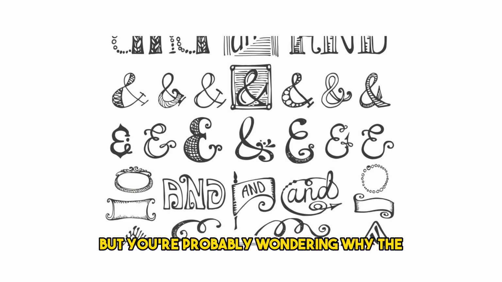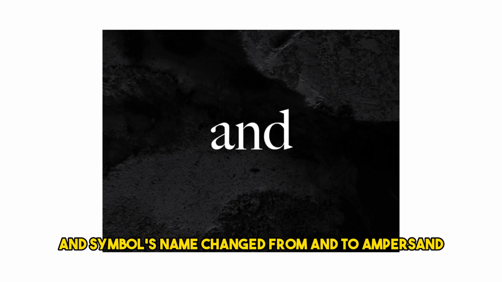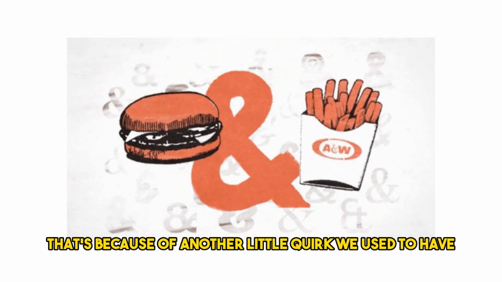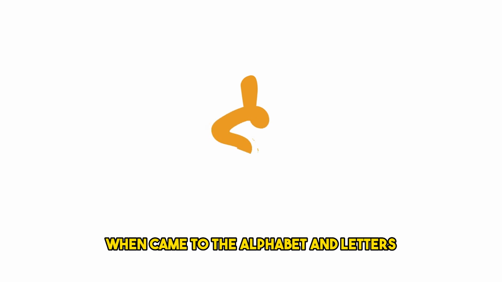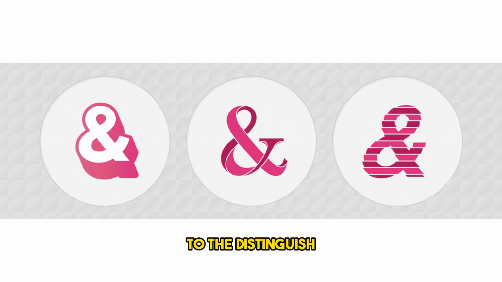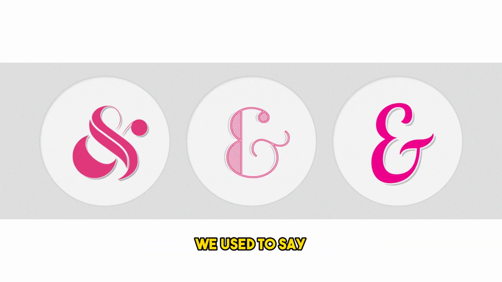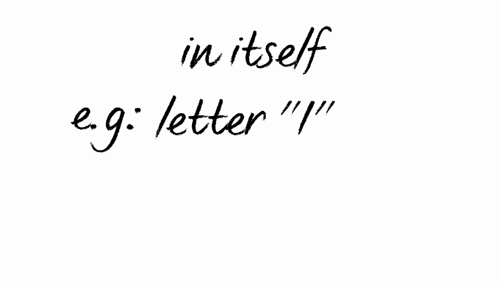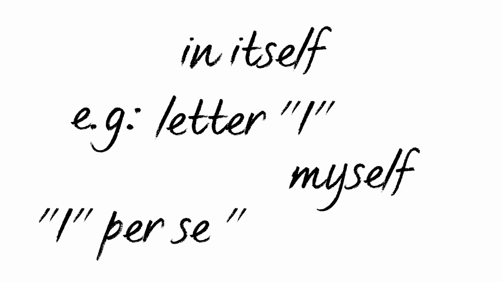But you're probably wondering why the "and" symbol's name changed from "and" to "ampersand." That's because of another little quirk we used to have when it came to the alphabet and letters. Now, since letters like A and I are technically both words and letters, to distinguish which we are talking about, we used to say "per se," which is the Latin term meaning "in itself." For example, if I wanted to talk about the letter I and make it clear that I wasn't talking about myself, I would actually say "I per se I."